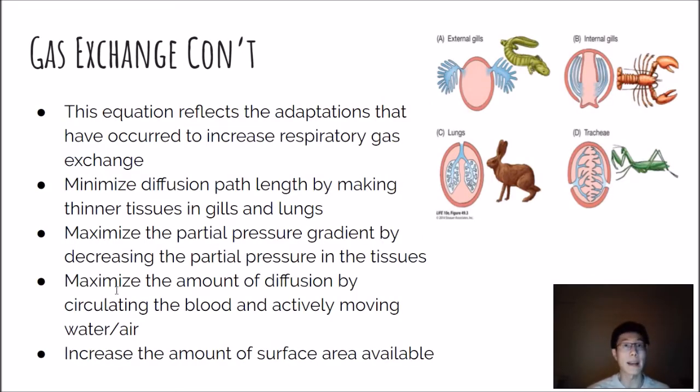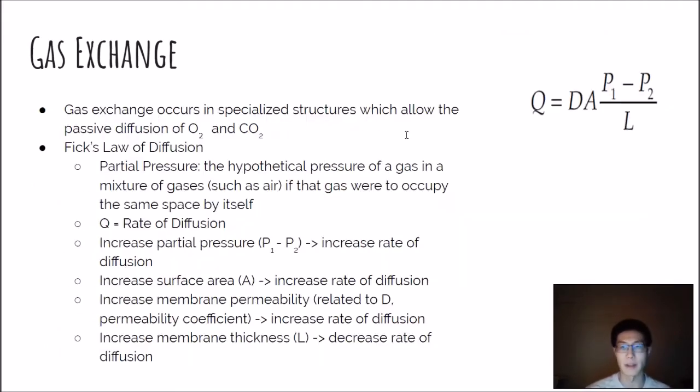You can also maximize diffusion by circulating the blood and actively moving air and water around, which should make pretty straightforward sense. And last but not least, you can increase the amount of surface area available. By increasing the surface area, you allow for an uptake of the rate of diffusion. So you can increase the A value and ultimately increase the Q value, which is your rate of diffusion based on Fick's law of diffusion.